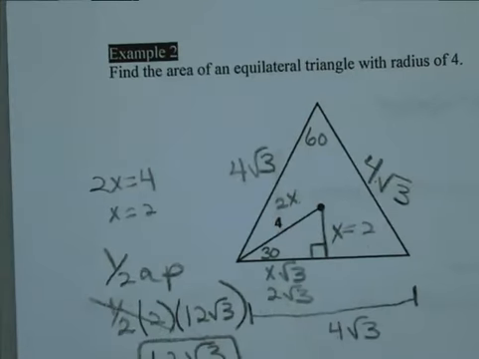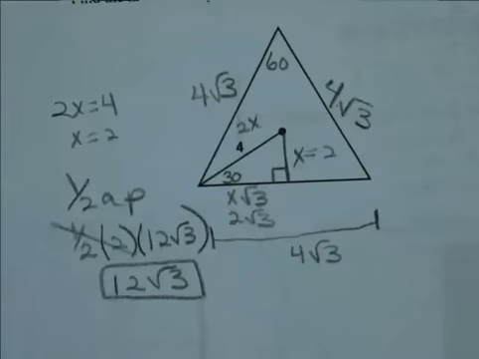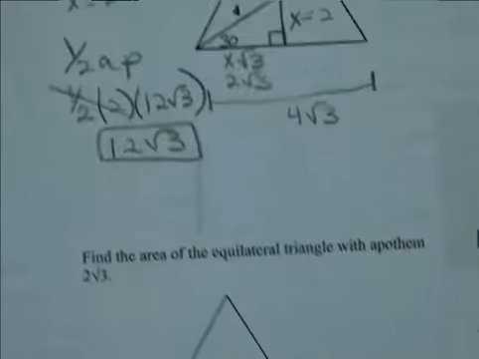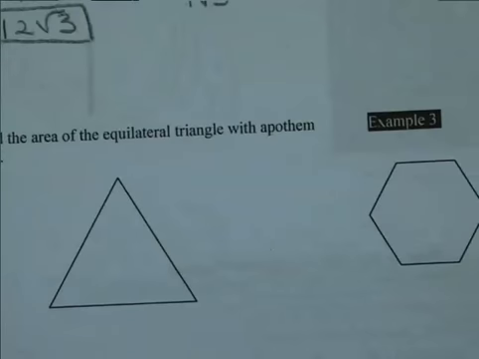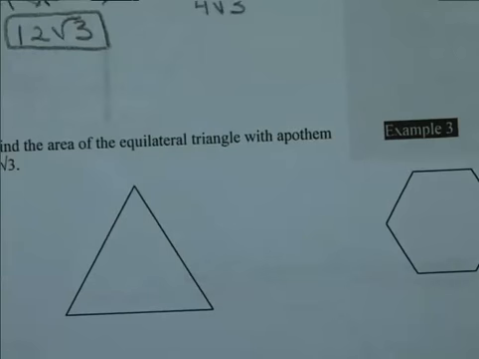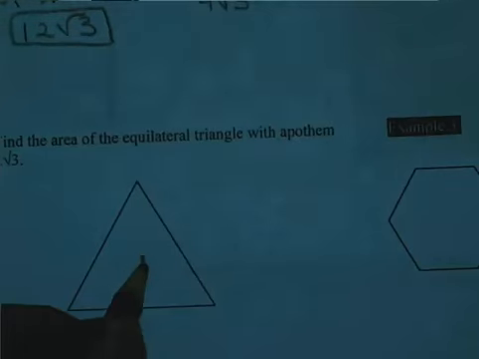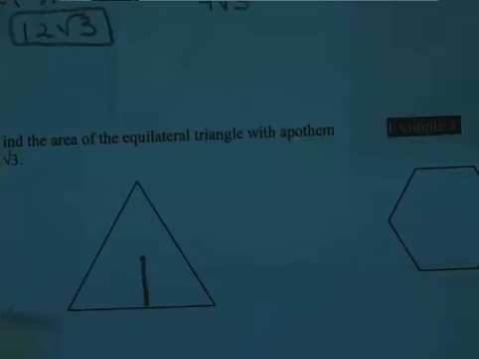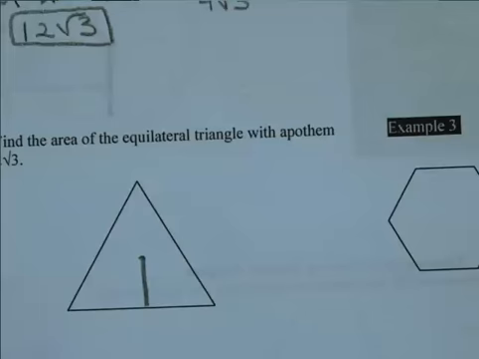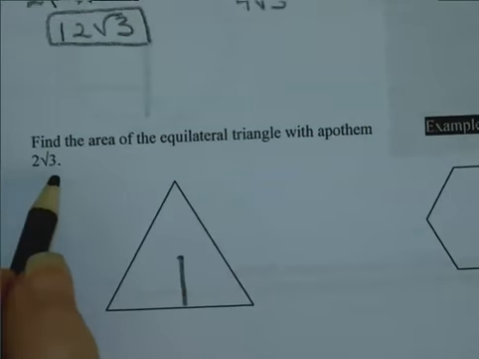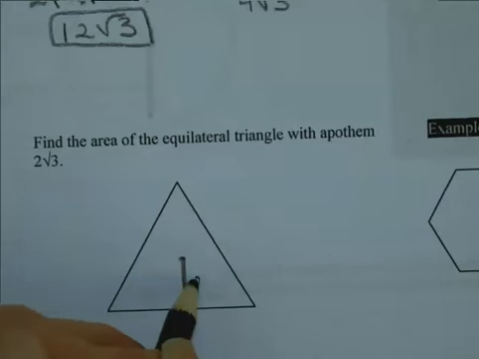Okay, let's skip the next one and go down to the 3 that we have here. Let's do an equilateral triangle again, and this time, let me turn the lights back on. This time the radius, or the apothem, is, oh, they give it to us, sorry. The apothem is 2 square root of 3. Wow, they didn't make it easy, did they?